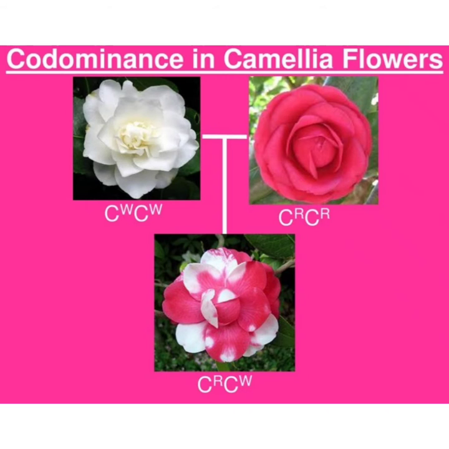Here you can see the codominance in camellia flowers, where the white flower is represented as the genotype C^W C^W, and the red flowers are represented as C^R C^R. And because of the codominance, the flowers that are formed in the F1 generation are heterozygotes with C^R and C^W, and the phenotype contains petals having the white color as well as the red color.